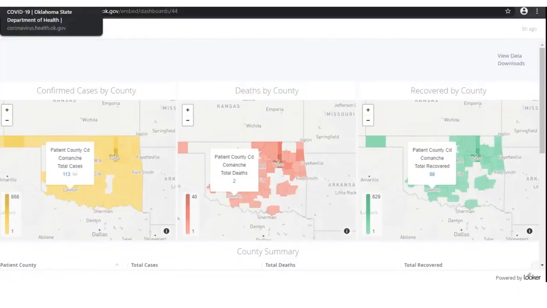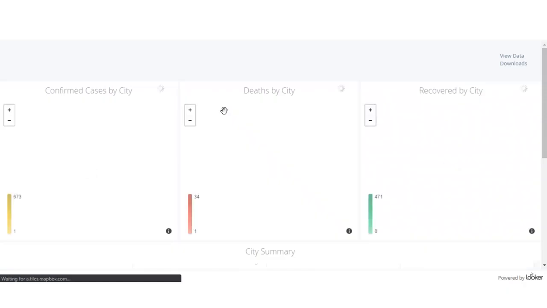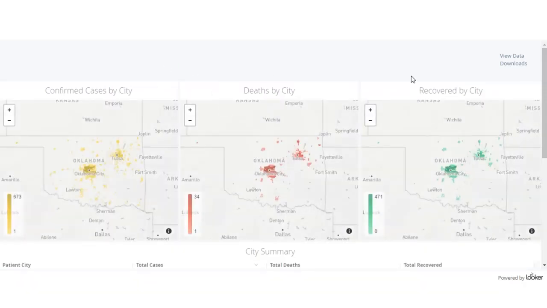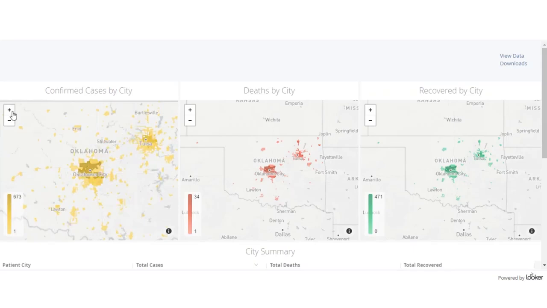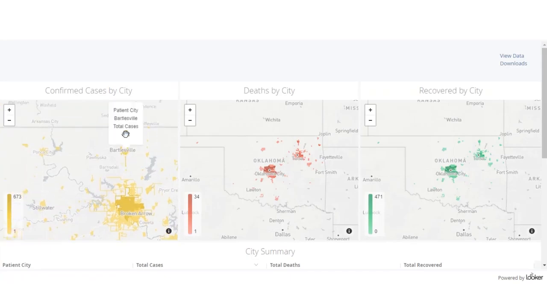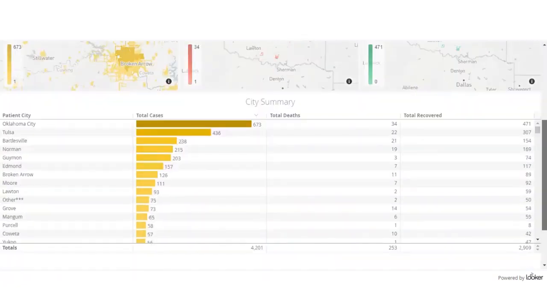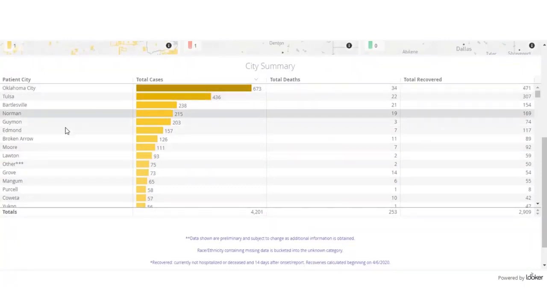Navigating back out to the COVID homepage, we will now click on viewing the data by city. You'll notice that case information, death information, and recovered counts are following that same color scheme of gold, red, and green. Zooming in on a particular area for cases, if we were interested in the city of Bartlesville as an example, you would be able to hover and click over Bartlesville and see that there are 238 total cases in Bartlesville. The same functionality exists by hovering and clicking for deaths and recovered, as well as the table down below that is currently sorted by the number of cases.